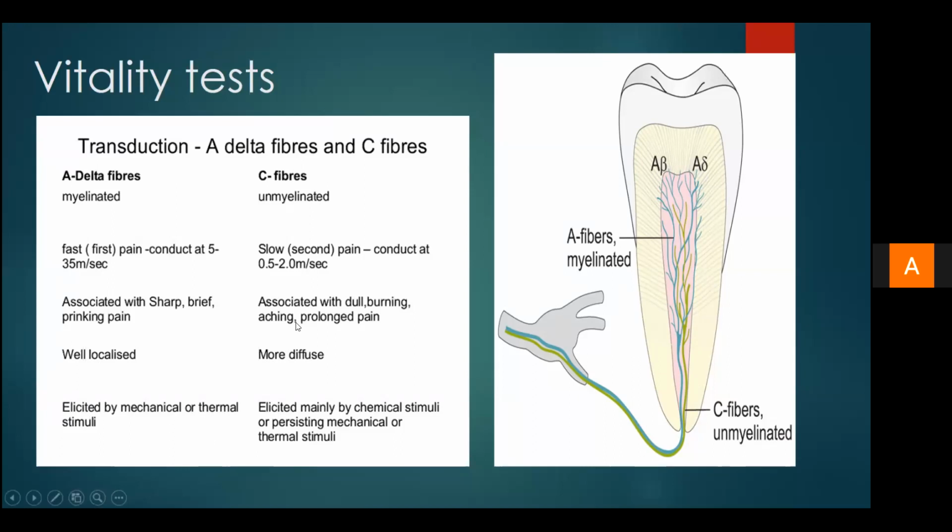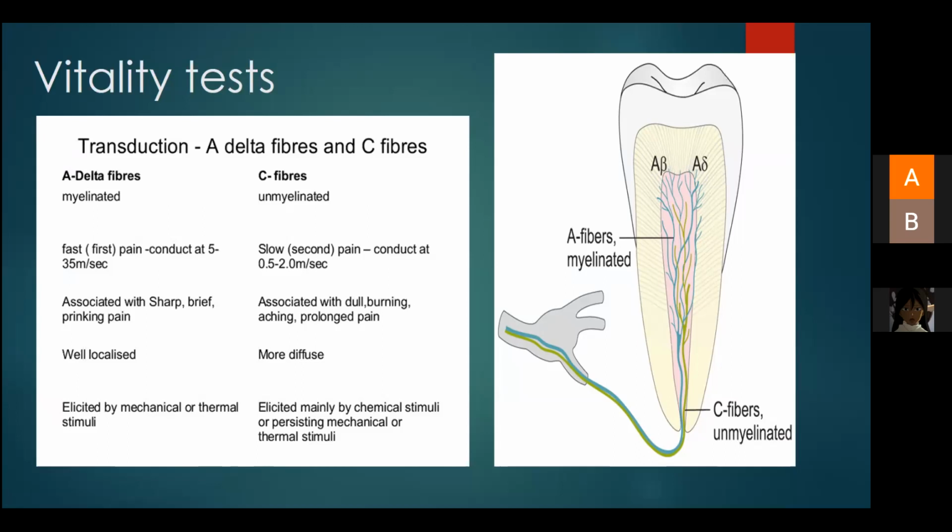So if you see A delta fibers now, in cases of reversible pulpitis or hypersensitivity, they respond very quickly to cold. They respond very quickly to cold, but they give a delayed response to the heat. Generally, reversible cases and sensitivity cases don't give any response to heat. They are majorly responsible for only A delta fibers.